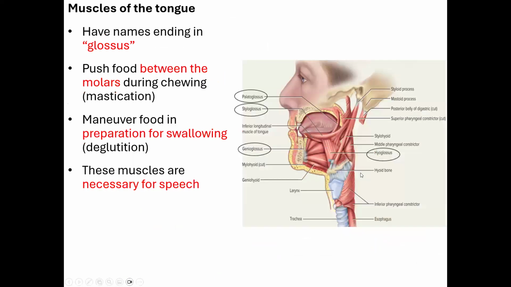And let's talk a little bit about the tongue muscles. How do you know whether a muscle is a tongue muscle? You can know it from the name itself because it'll have a word called glossus. So there are genioglossus, hyoglossus, all these. Anything that ends with the word glossus means it's a tongue muscle. Why do you need muscles in the tongue?